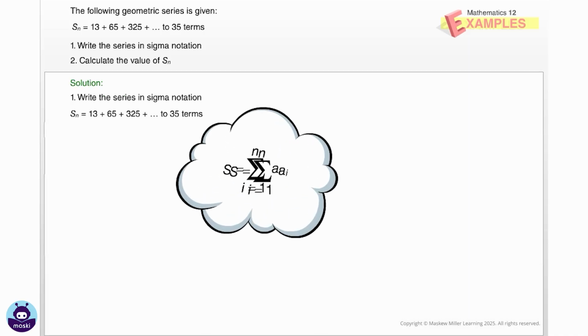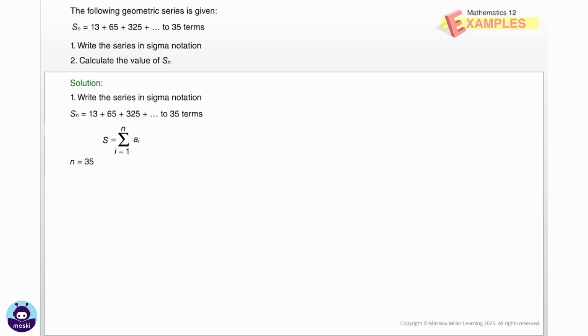Recall the sigma notation. There are 35 terms in the series, so we know the starting point and the stopping point. We need to determine the nth term of the geometric sequence. Recall the general formula for the nth term of the geometric sequence. Since we know the first 3 terms of the geometric sequence, we can calculate r. Substituting the values of a and r in the nth term, we get.